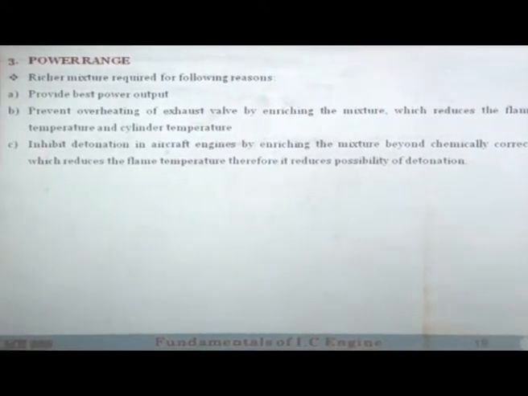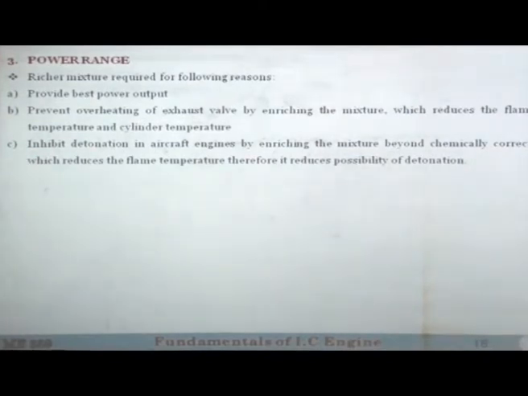This also inhibits detonation. You must have seen, when we were discussing detonation in the spark ignition engine, that the chances of detonation are maximum at stoichiometric or slightly richer than stoichiometric mixture. If you make it too rich, just like we do here, the chances of detonation actually reduce because the flame speed is going to reduce. So this helps us prevent knocking as well, inhibiting detonation in aircraft engines by enriching the mixture beyond chemically correct, which reduces the flame temperature. Therefore, it reduces the possibility of detonation.